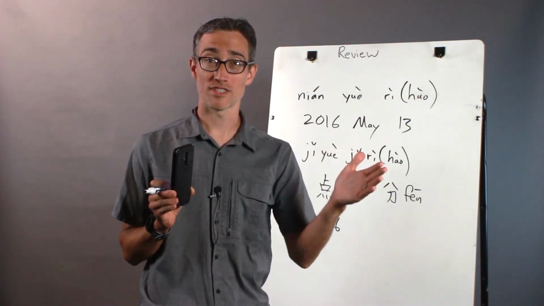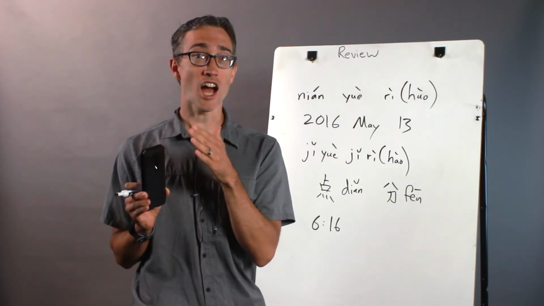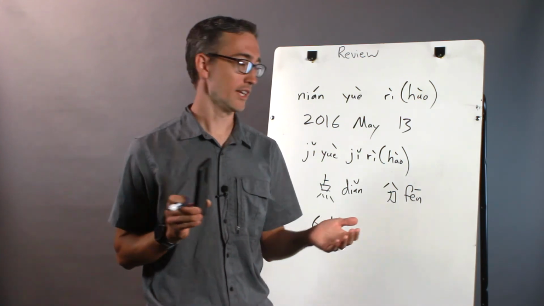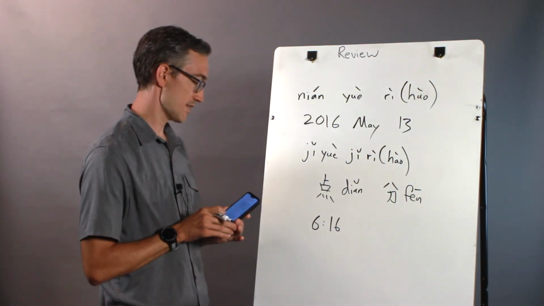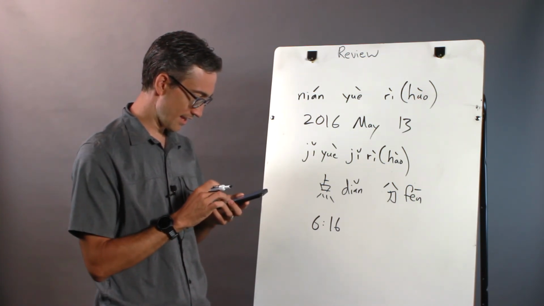And then I also talked about if I want to say 5 to 6 o'clock, so it's 5:55, I would say 差5分6点. 差5分6点. That would be 5 to 6. And I think that covers it.